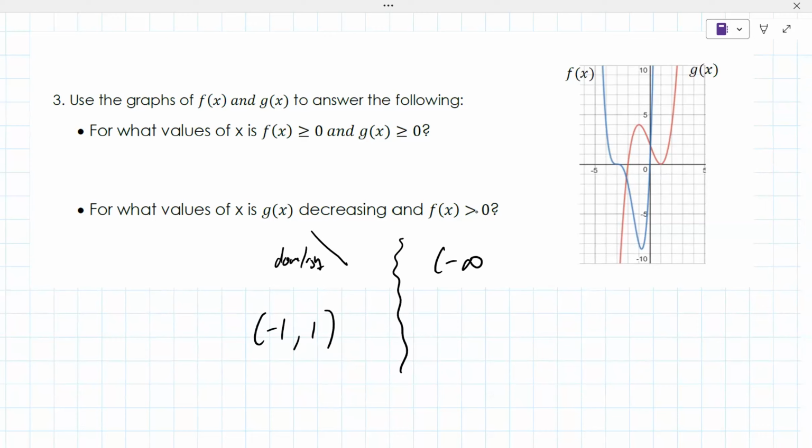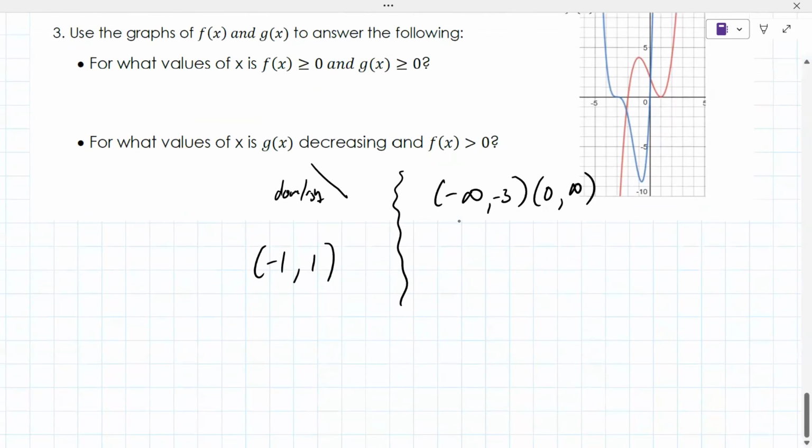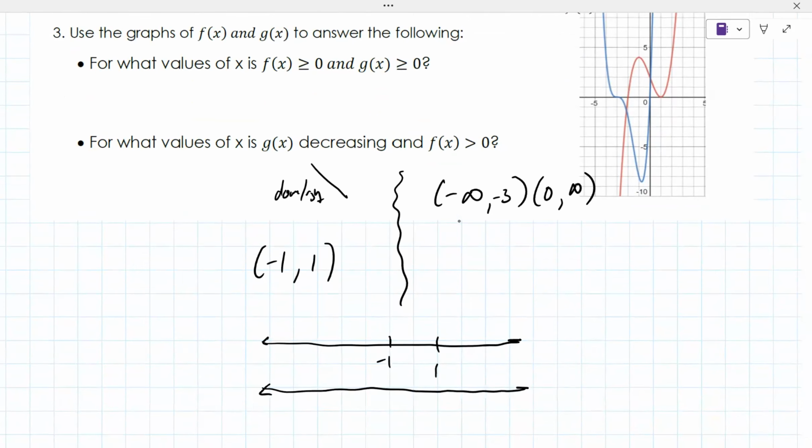So it would exclude the that, and then from 0 to infinity. So you could do the same thing. You can make two number lines. There's -1 and 1. There's 0. There's -3. So you can sort of, okay, open circle in between, open circle, and then figure out the overlap, which is from 0 to 1, open interval.